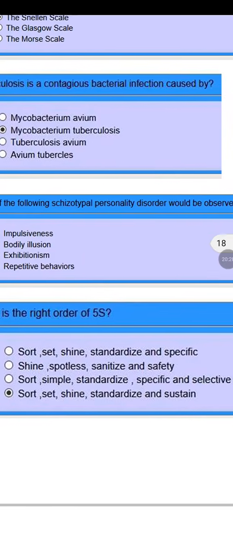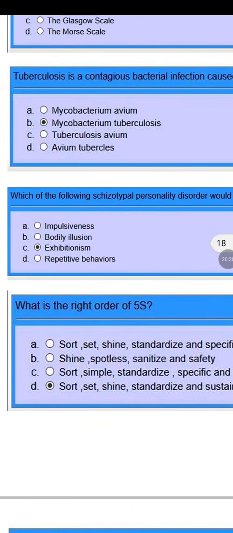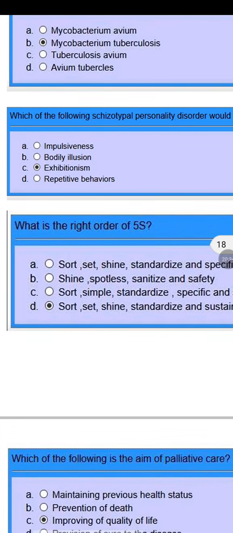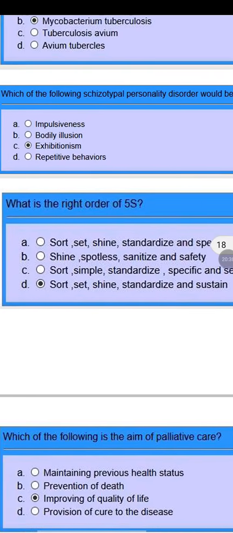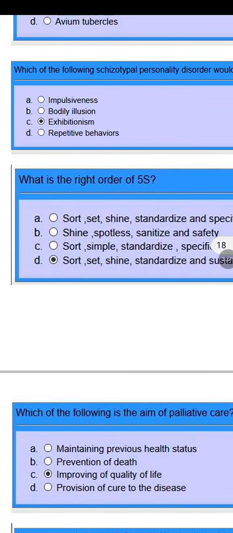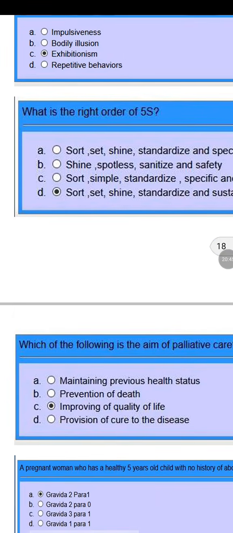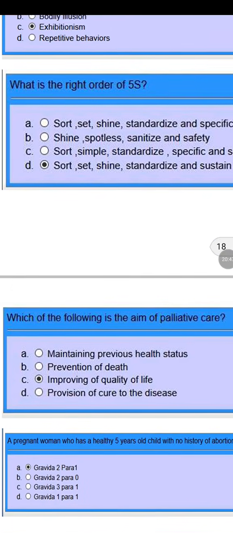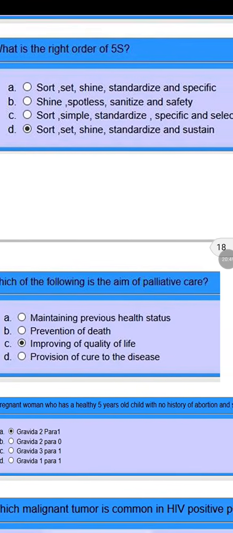Tuberculosis is a contagious bacterial infection caused by Mycobacterium tuberculosis. Which of the following schizotypal personality disorder would be observed? What is the right order?